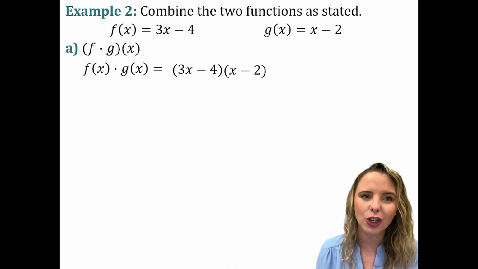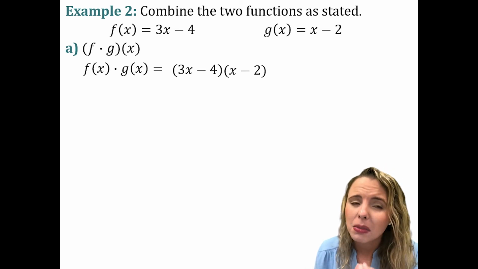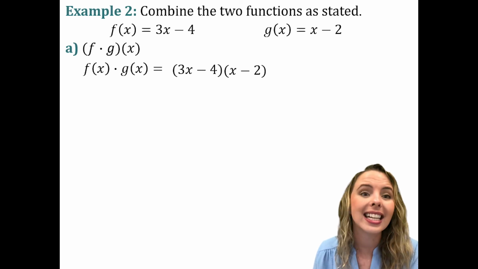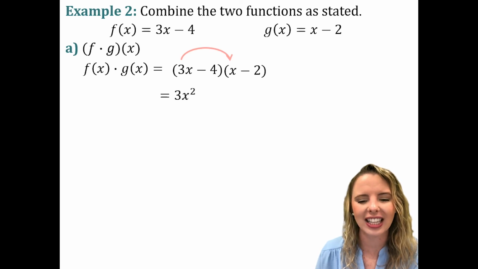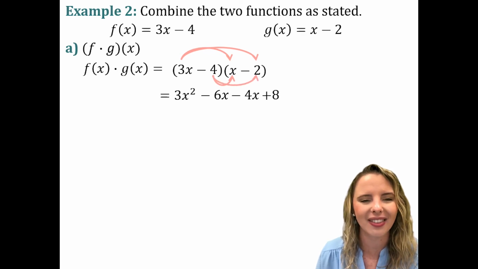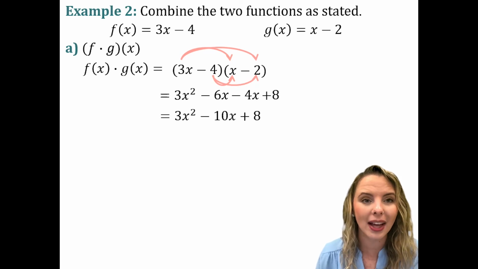Now to simplify this, we do need to use our distributive property, not FOIL. Well, it is FOIL, but we don't call it that because that's what you call it in middle school. Okay, it is called the distributive property. All right, 3x times x is 3x squared. 3x times negative 2 is negative 6x. Negative 4 times x is negative 4x, and negative 4 times negative 2 is a positive 8. Now we need to combine our like terms of negative 6x and negative 4x, making it negative 10x, and that is how we multiply those two functions together. So our final answer was 3x squared minus 10x plus 8.